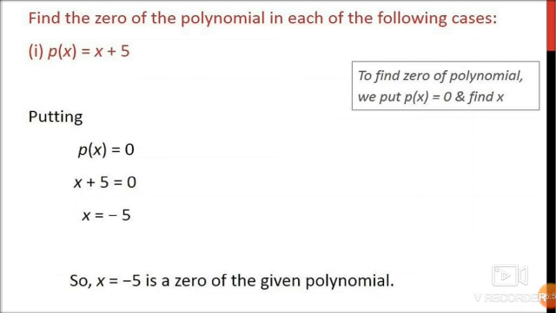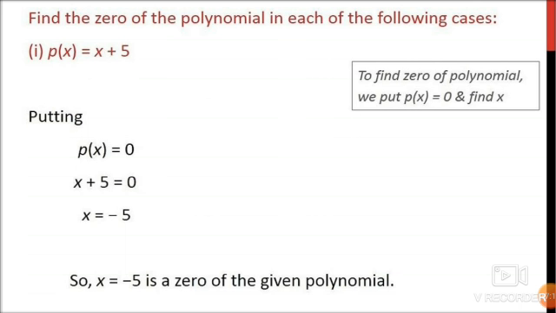Okay, come to next. Find the zeros of the polynomial in each of the following cases. p of x equals x plus 5. Setting p of x equals 0, we get x plus 5 equals 0, so x equals minus 5. x equals minus 5 is the zero of the polynomial.